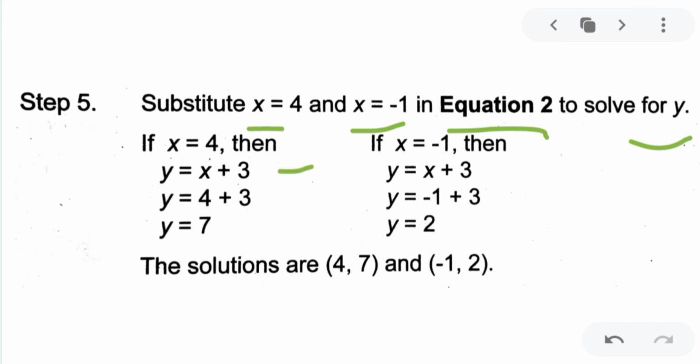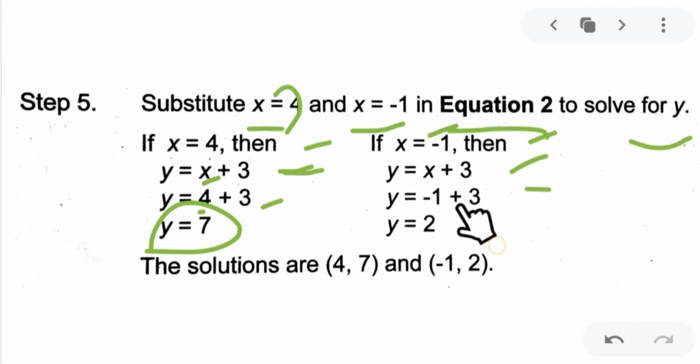Then if your x is equal to 4, then y equals x plus 3 will be, substituting x is 4, 4 plus 3, then 4 plus 3 is y equals 7. Then, if your x is equal to negative 1, then y equals x plus 3 will be y equals negative 1 plus 3. Substituting negative 1 for x, you will have negative 1 plus 3, that is 2. Therefore, the solutions we have here are 4 and 7, and then negative 1 and 2.